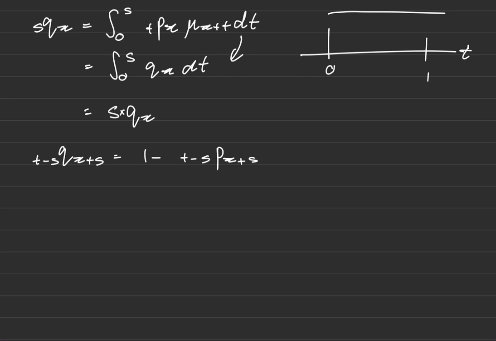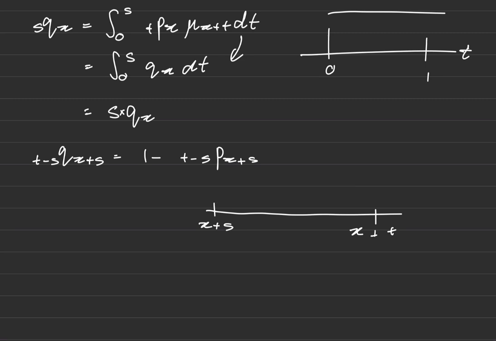Okay, well, let's think about it. What am I essentially saying? I'm saying that I have someone that's now aged x plus s, and I'm interested in the probability that they survive for the next t minus s years, which puts them at x plus s plus t minus s, and those s's cancel. So I'm just left with x plus t. Okay, so I want to know the probability that someone survives from x plus s to x plus t.